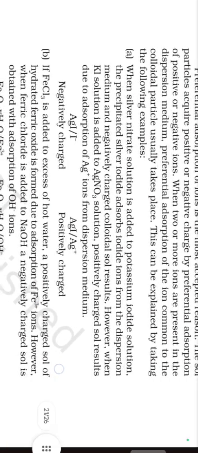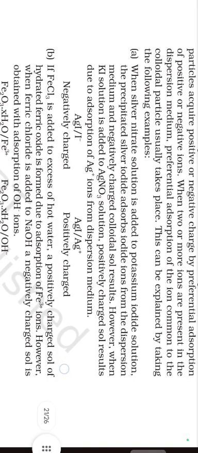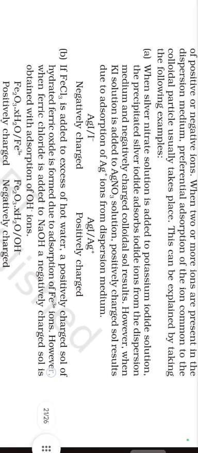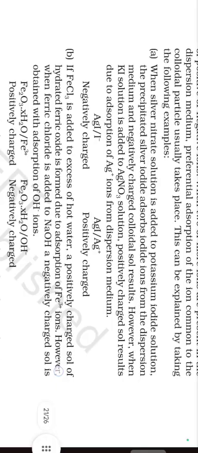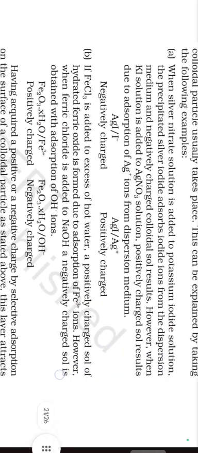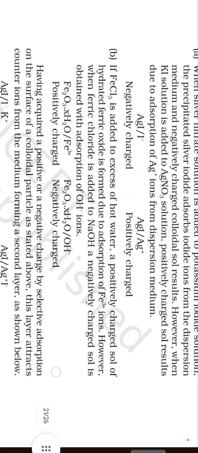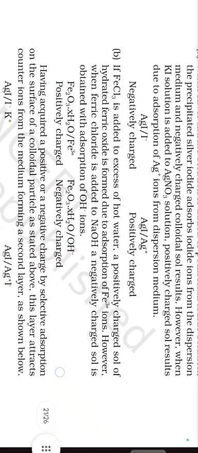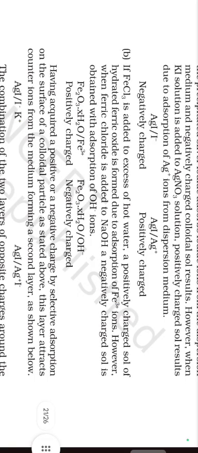The sol particles acquire positive or negative charge by preferential adsorption of positive or negative ions. When two or more ions are present in the dispersion medium, preferential adsorption of the ion common to the colloidal particle usually takes place. This can be explained by taking the following examples. A. When silver nitrate solution is added to potassium iodide solution, the precipitated silver iodide adsorbs iodide ions from the dispersion medium and a negatively charged colloidal sol results.